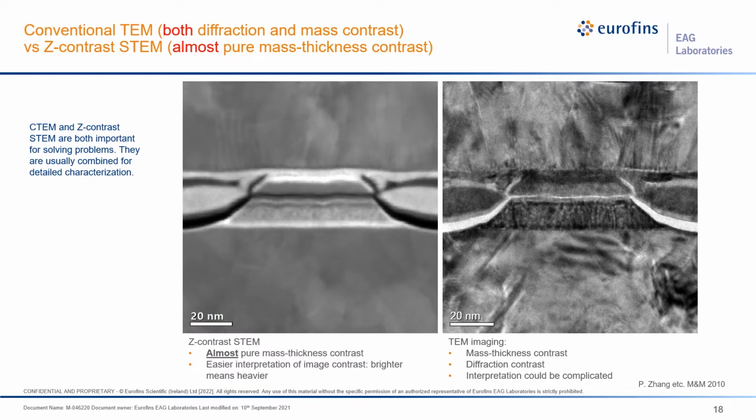For a real sample, for example, this is a magnetic reader. On the right side is a conventional TEM image, and you will see a lot of this kind of diffraction contrast in your material. And then if you switch to dark field STEM mode, you will see very nice dark and bright contrast, which is easy to understand.